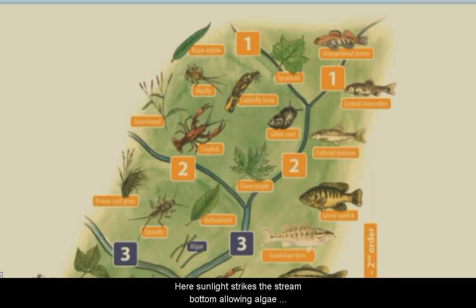Grazers, such as snails, appear further downstream as the channel widens. Here, sunlight strikes the stream bottom, allowing algae to grow on rocks and on plant stems. Grazers feed on this algae. Productivity increases as you go downstream in the aquatic community. Food becomes more abundant and diverse, and so does the diversity of the entire aquatic community.